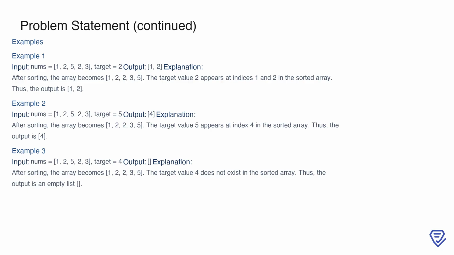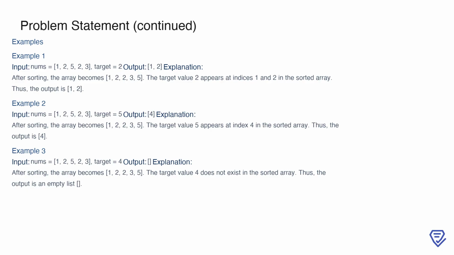In the first example, the input array is nums equals [1, 2, 5, 2, 3], and the target is 2. After sorting the array, it becomes [1, 2, 2, 3, 5]. The target value 2 appears at indices 1 and 2 in the sorted array, so the output will be [1, 2]. In the second example, the input array is the same, but the target is now 5. After sorting, the array is again [1, 2, 2, 3, 5]. Here, the target value 5 appears only at index 4. So, the output is [4].